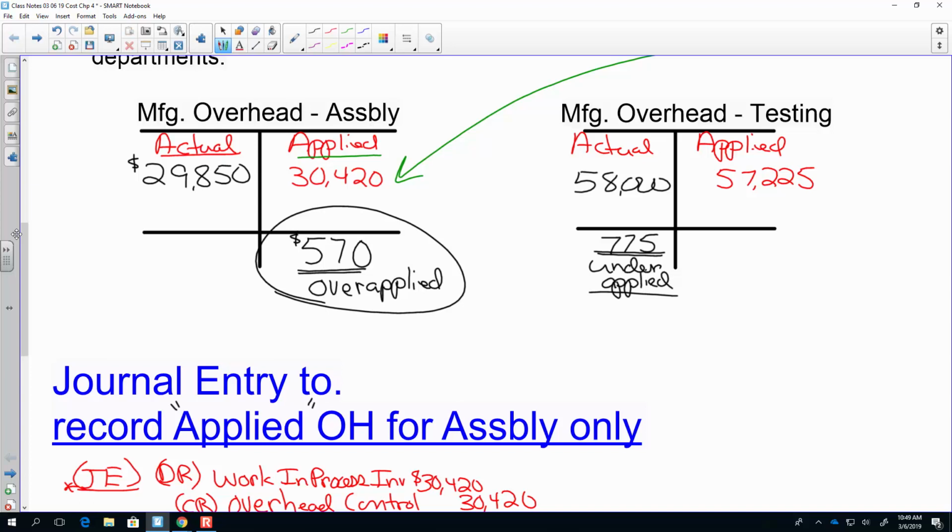So how do I make this control 0? It's on the credit side, so you have to debit it, right? Excellent. So I'm going to debit this account. This is my closing entry, for 570.